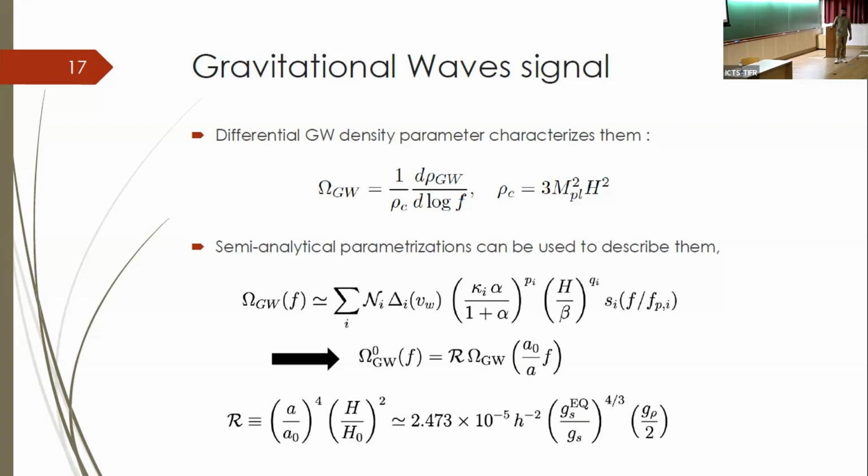Here, the prefactor corresponds to the normalization factor, delta I corresponds to the velocity suppression factor, kappa I is the efficiency factor, alpha is the strength, Pi and Qi are the exponents, and beta over H is the rate of transition. And Si is the spectral function. For f equal to fp, it becomes 1, and for other values, it's smaller. So this is the gravitational wave amplitude at the point of emission. To get the value today, we have to do some redshifting. So we have a value R, which is roughly 10 to the minus 5, which takes into account the redshift. And also one has to redshift the frequency.